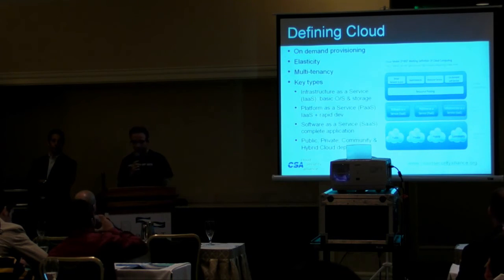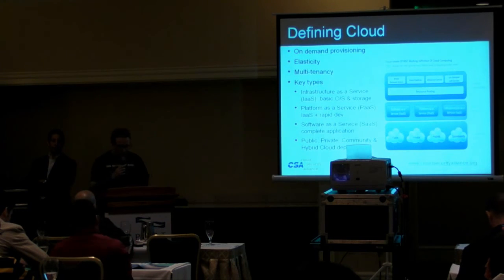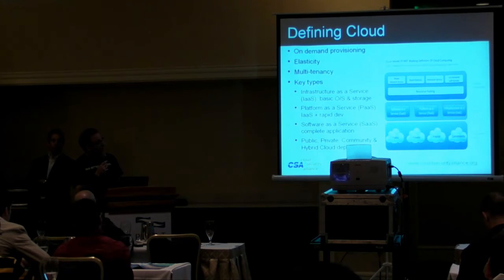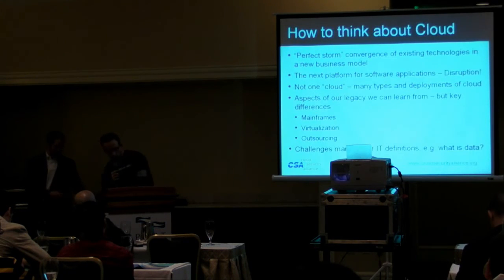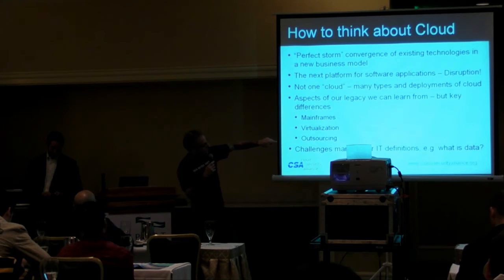So elasticity, on-demand provisioning, and ultimately multi-tenancy are three interesting pieces of what make some services cloud computing. But you'll also notice, for example, when we talked about in the last slide, like, what's the difference between outsourcing?